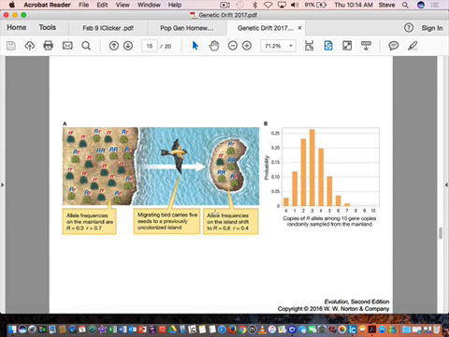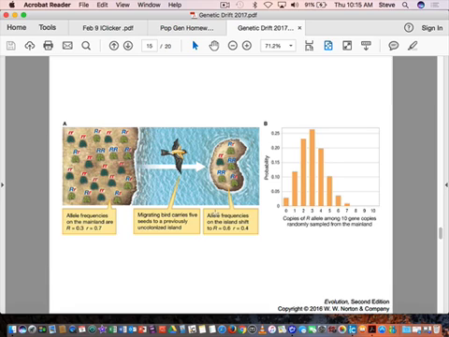So those are bottlenecks. Now the last thing we'll focus on is what are called founder effects. This is the case where you have an original source population and you're founding a new population that presumably is uninhabited by the organism you're studying. And this is what we call founder effect. So again, it's the same thing.